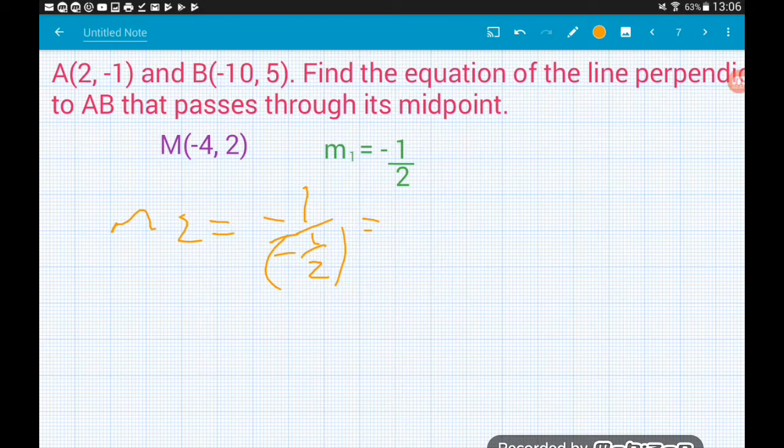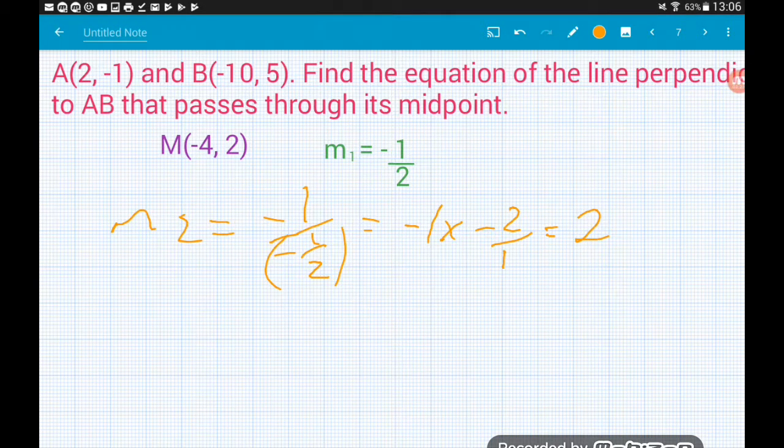Now when you divide by a fraction, it flips around and becomes a multiplication. So that's going to be -1 times -2, over 1. If you like, you don't need to write the over 1. 2 divided by 1 is 2. But if it helps to keep it as a fraction, then please do. So then -1 times -2 is 2.